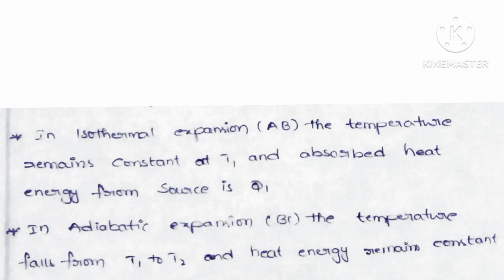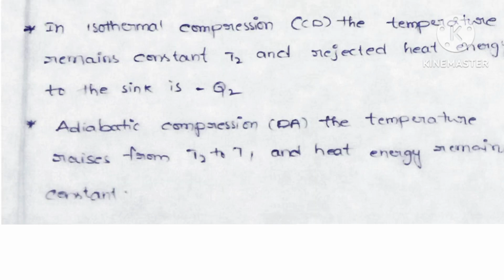In isothermal expansion AB curve, the temperature remains constant at T1 and the heat energy absorbed from the source is Q1. In adiabatic expansion BC, the temperature falls from T1 to T2 and heat energy remains constant. In isothermal compression CD curve, the temperature remains constant at T2 and the heat energy rejected to the sink is minus Q2. In adiabatic compression DA curve, the temperature rises from T2 to T1 and heat energy remains constant.